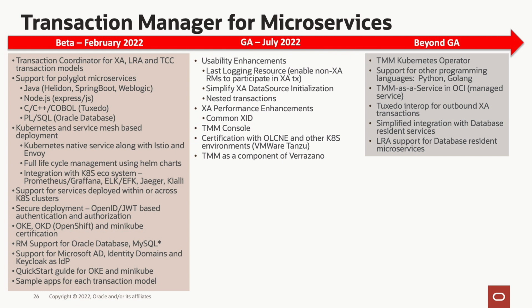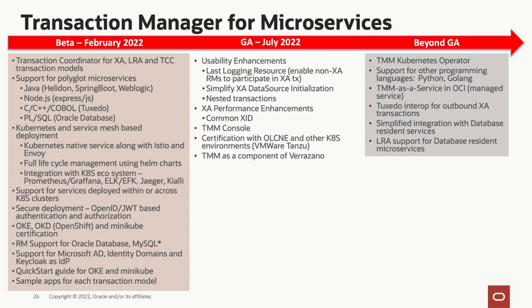We support OpenID, JWT-based authentication and authorization for secure deployment. Some of the environments that we support are OKE as well as Minikube and OKD, which is the development environment for OpenShift. As far as the RM for XA support is concerned, we support Oracle database and MySQL. We are working on others for the GA release. For identity provider, we support Microsoft AD and identity domains in Oracle Cloud if you are using OKE in Oracle Cloud, and Keycloak, which is an open source identity provider that is supported as well.